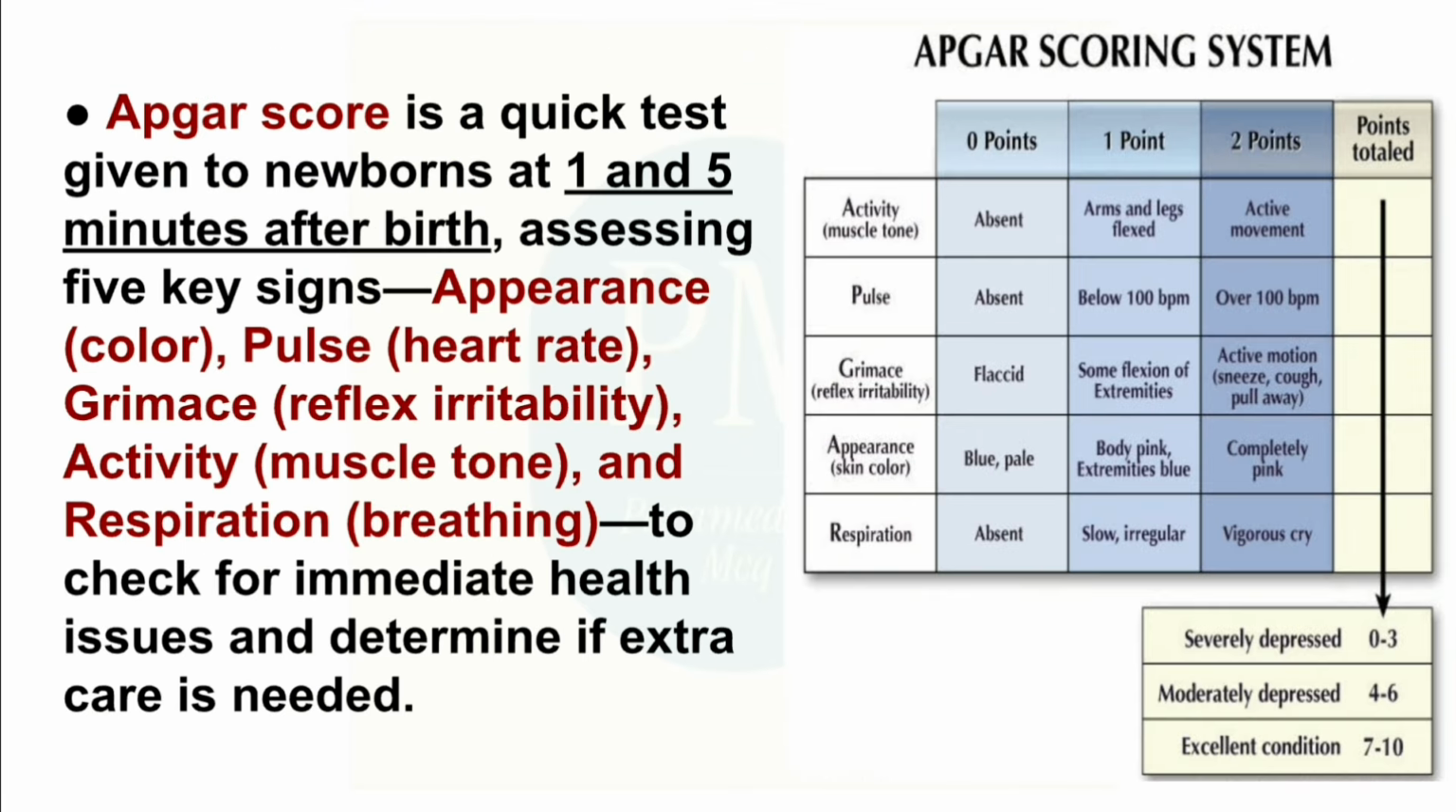APGAR score is a quick test given to newborns at 1 and 5 minutes after birth, assessing 5 key signs: appearance, color, pulse, heart rate, grimace, reflex irritability, activity, muscle tone, and respiration, breathing, to check for immediate health issues and determine if extra care is needed.